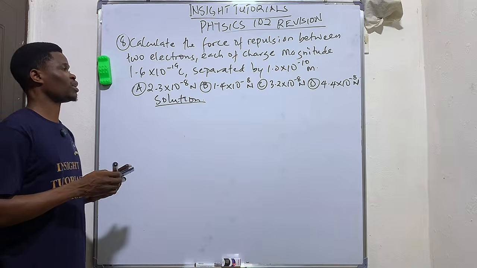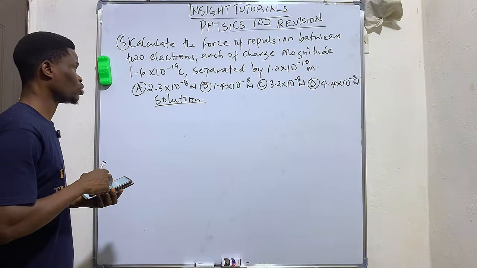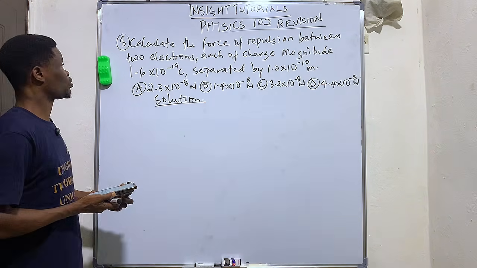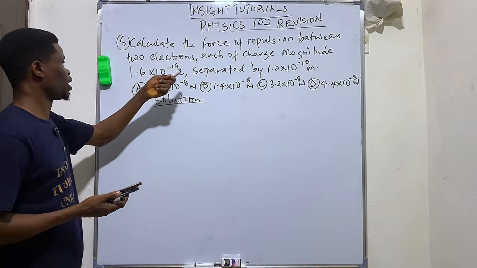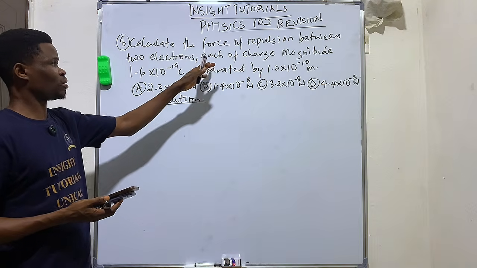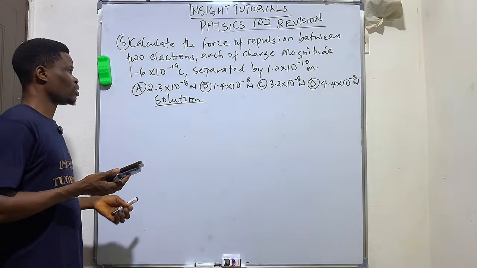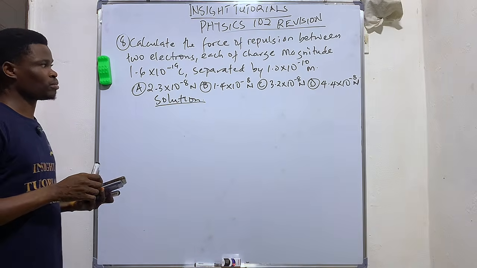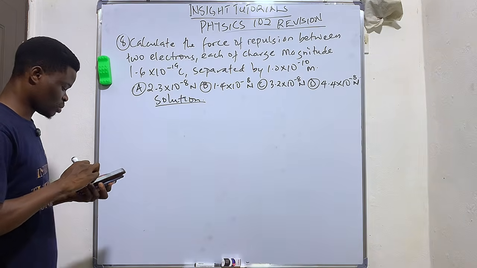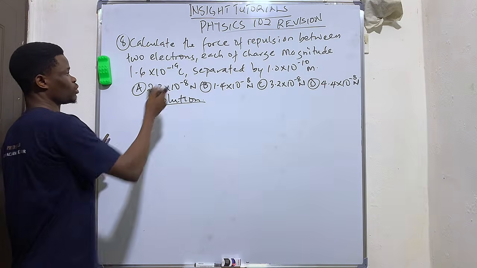Okay, so this question is actually from electrostatics. It has to do with force and Coulomb's law, right? So we're going to deal with this particular question now. The question says calculate the force of repulsion between two electrons. Take note, these electrons are negatively charged. Now, two electrons, each of charge magnitude 1.6 times 10 raised to the power of negative 19, separated by 1.0 times 10 raised to the power of negative 10 meters. Now, for us to be able to solve this question, remember we have a uniform charge for both of them.